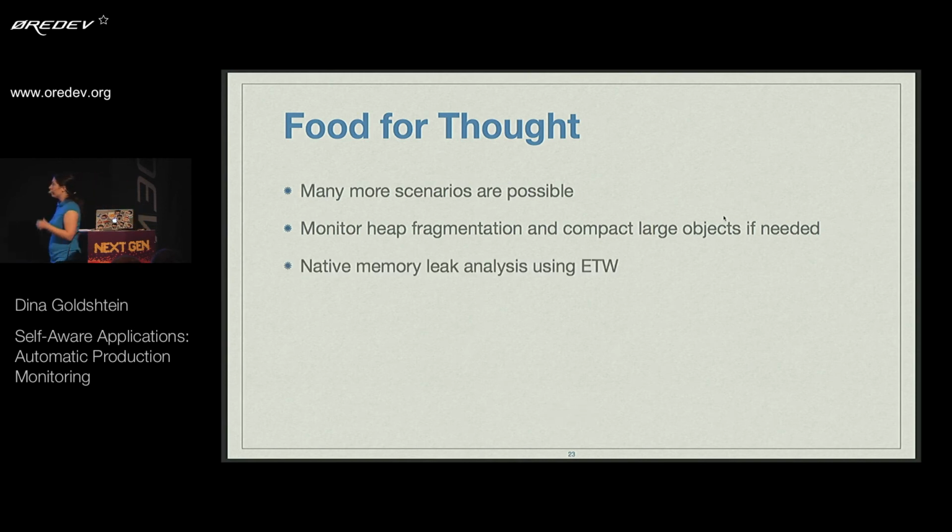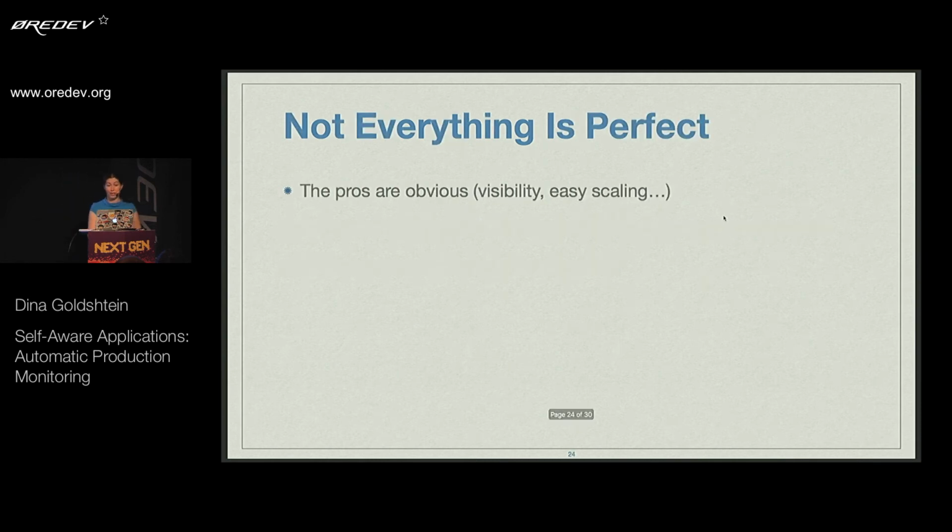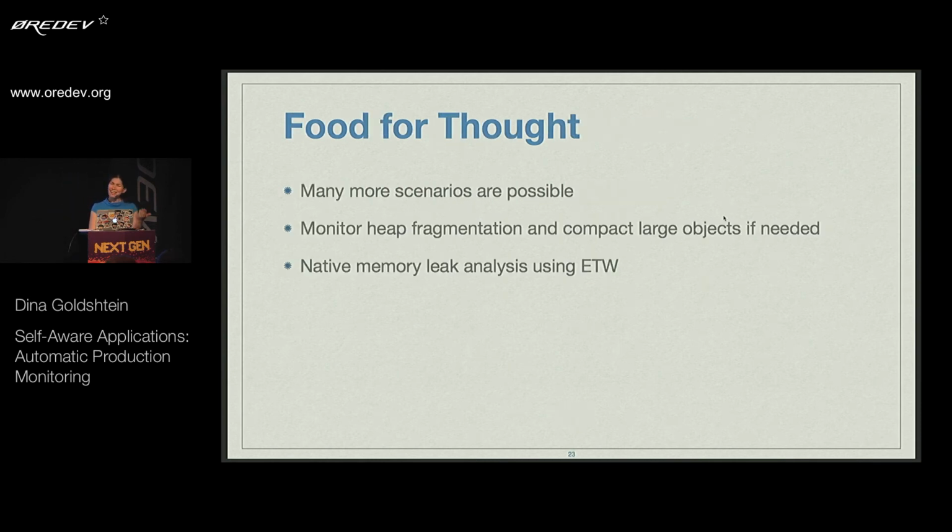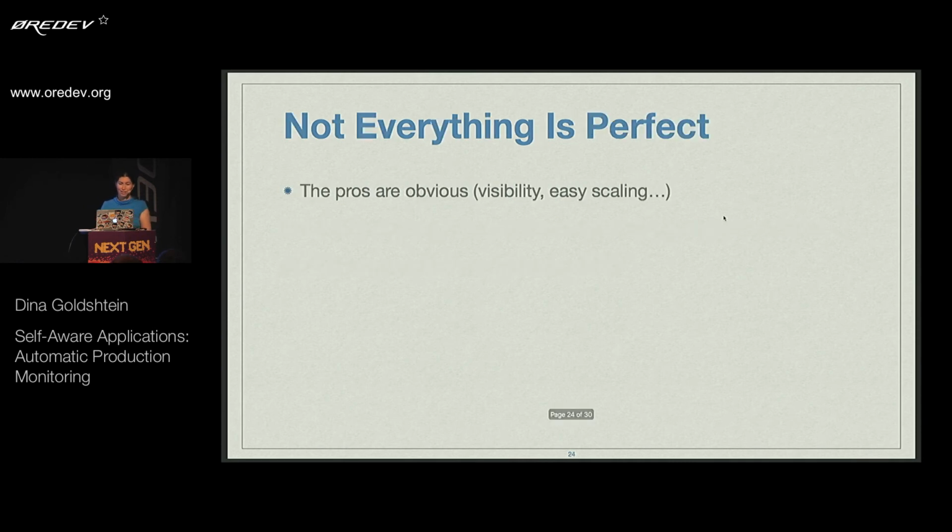So that's an interesting option. Also, we didn't see any demos of that, but you can also try to diagnose native memory leaks using ETW, because you can actually get events from native allocations as well. You're not going to get type information because it's not the same as .NET, but still, you will have call stacks of allocations, which is interesting. And again, there are many more scenarios which would be relevant for your line of business.